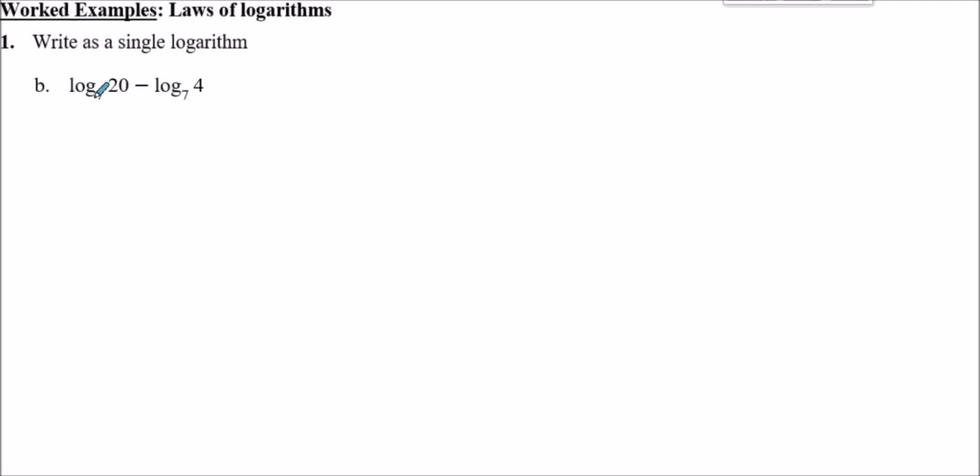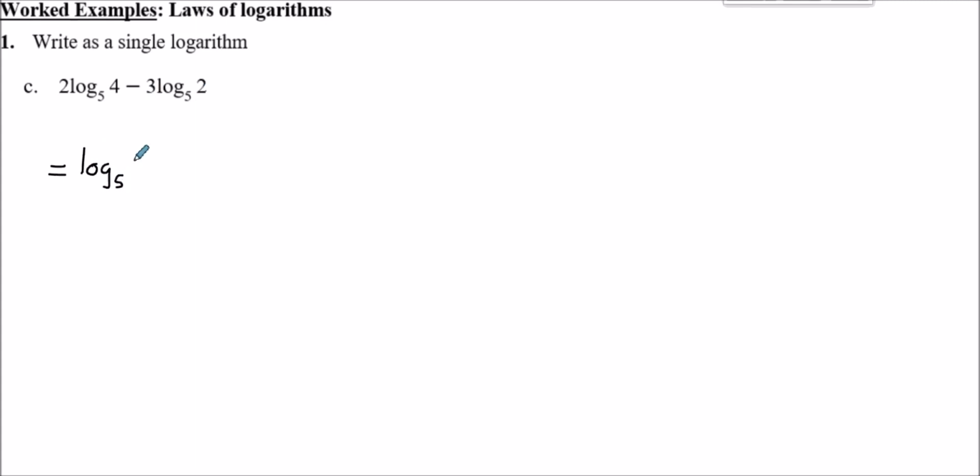For B, just double check it's the same base. Now we've got one log take away another. This is using now the division law. So this is the same as log base 7 of 20 divided by 4, which is 5. Part C, we've now got 2 log base 5 of 4 minus 3 log base 5 of 2. You need to remember the power law.